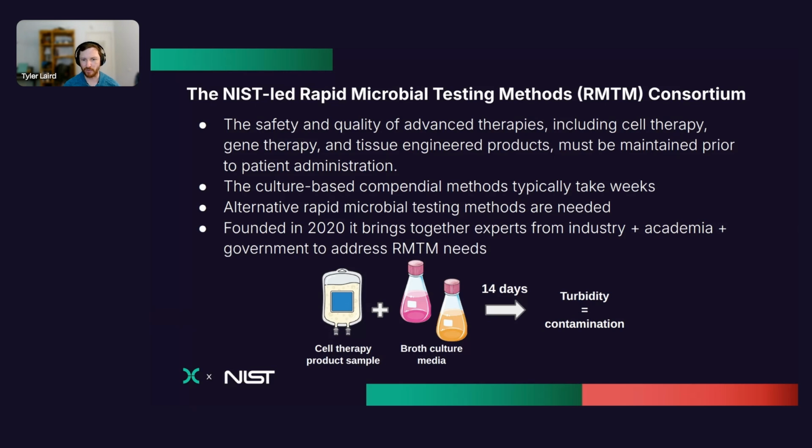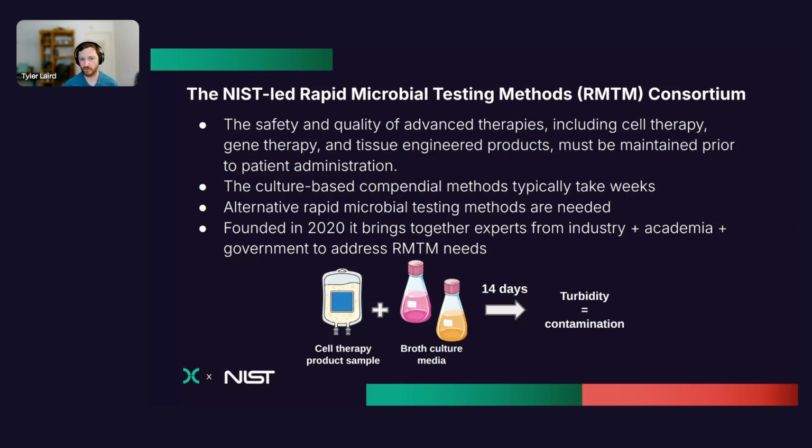And so that's diagrammed on the bottom here, where you have a cell therapy product sample being taken and inoculated into two different types of broth culture media. And then you have to wait up to 14 days to assess for turbidity, which tells you whether or not the product is contaminated. And so alternative rapid microbial testing methods are really needed in this area, especially for biotherapeutics, which need a rapid turnaround time to get back to the patient.